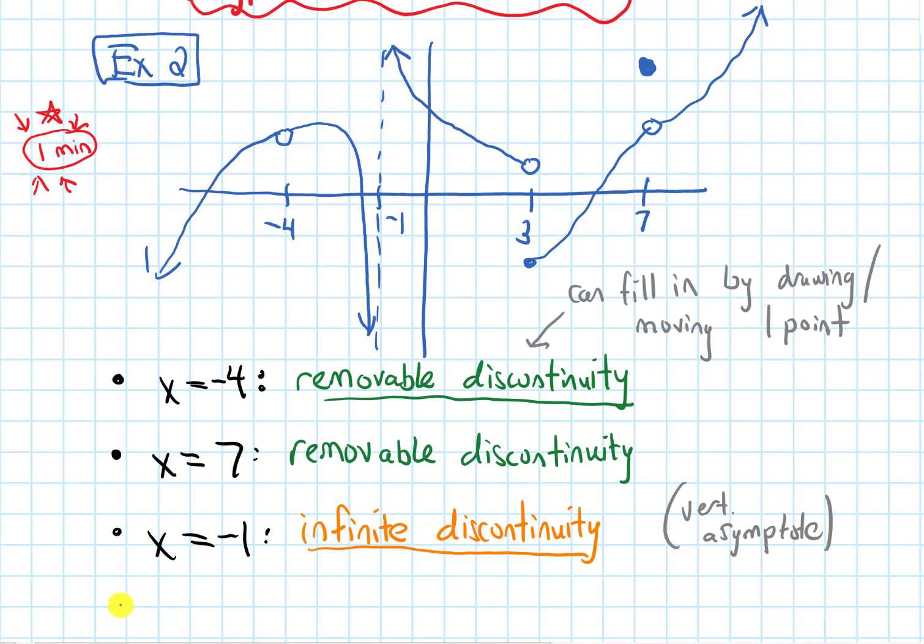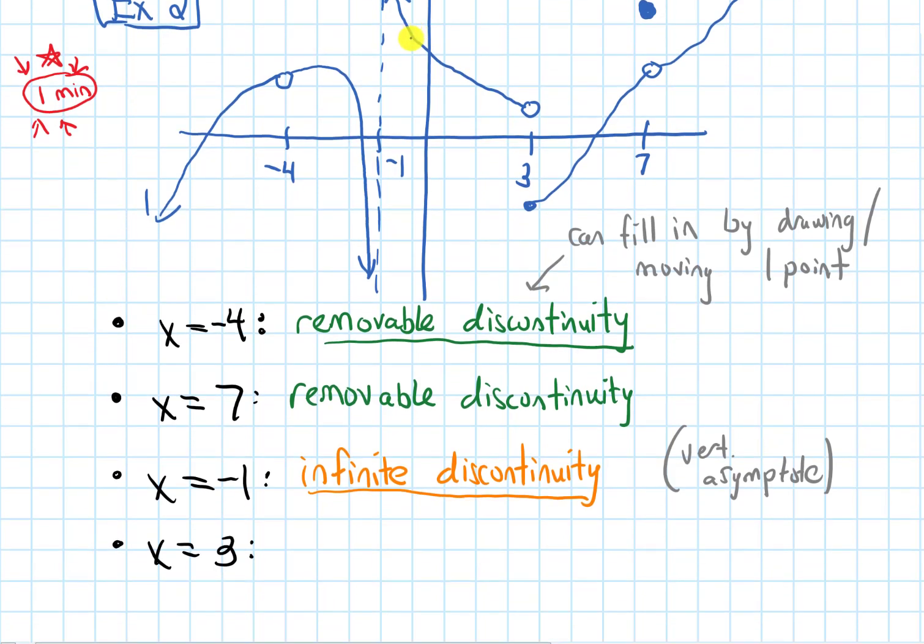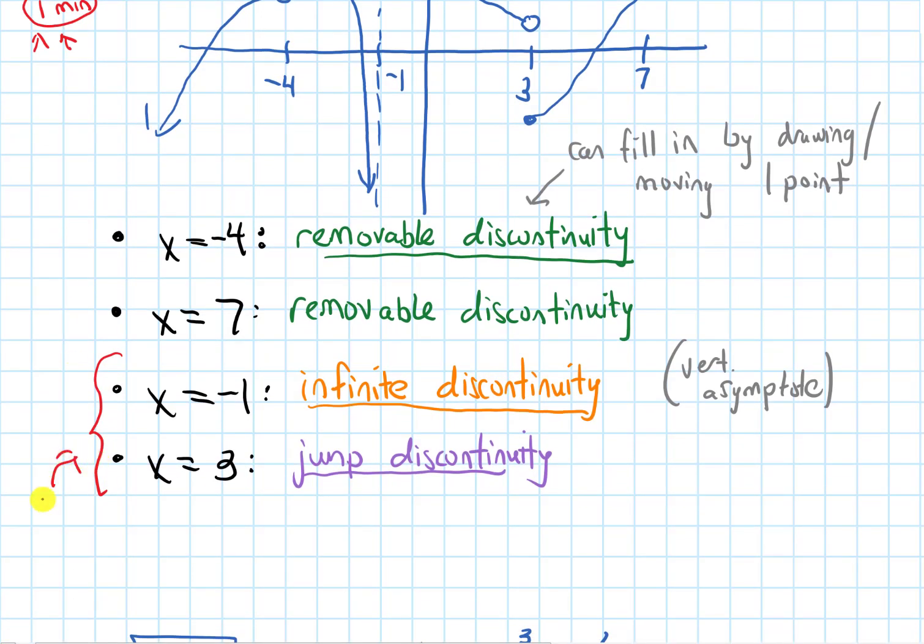Then one final type of discontinuity we have at 3. At 3, the function goes on the left-hand side to where this hole is, and then it jumps down to where that closed circle is and picks it up. This is called a jump discontinuity, because as we're drawing the graph, we would literally jump, when we get to this hole on the left, down here to continue drawing. These infinite and jump discontinuities collectively are non-removable discontinuities.